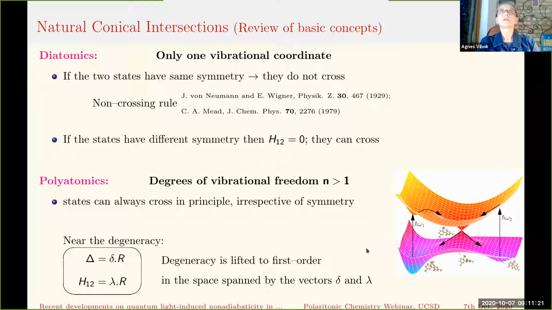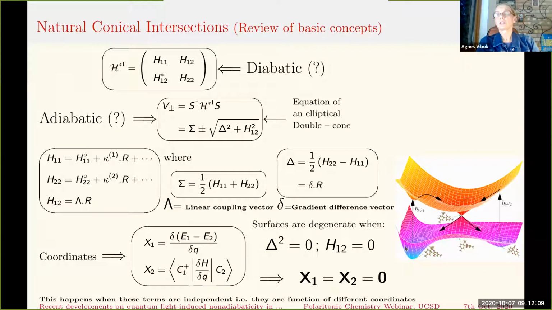It is also known that in a diatomic system, we have only one vibrational coordinate. If the two states have the same symmetry, they never cross each other. This is the so-called non-crossing rule, published more than 100 years ago by János Neumann and Jenő Wigner. If the two states have different symmetry, of course, the two surfaces can cross each other, but the coupling is 0. But if we have more than one vibrational degree of freedom, the potential energy surfaces can cross each other irrespective of the symmetry, and the degeneracy is lifted to first order in the space spanned by the linear coupling and energy gradient difference vectors.